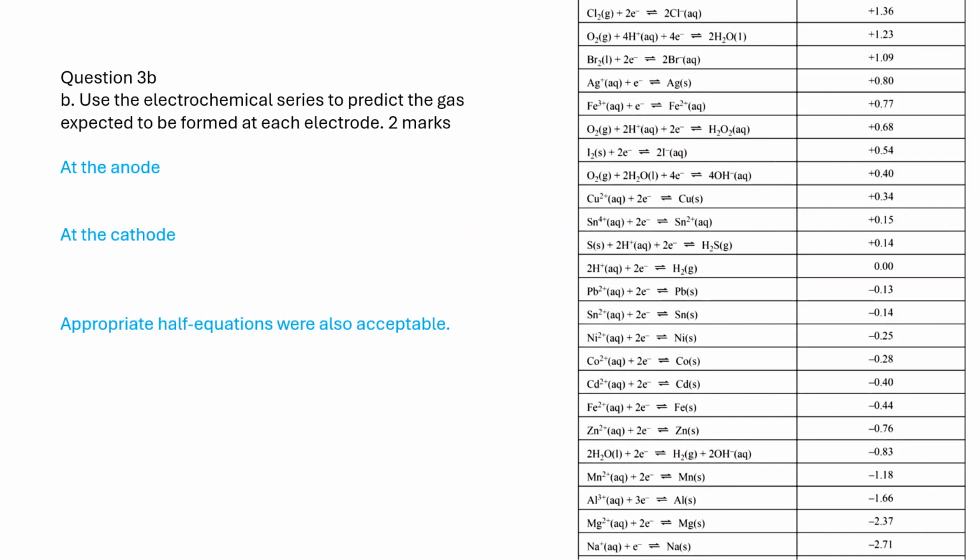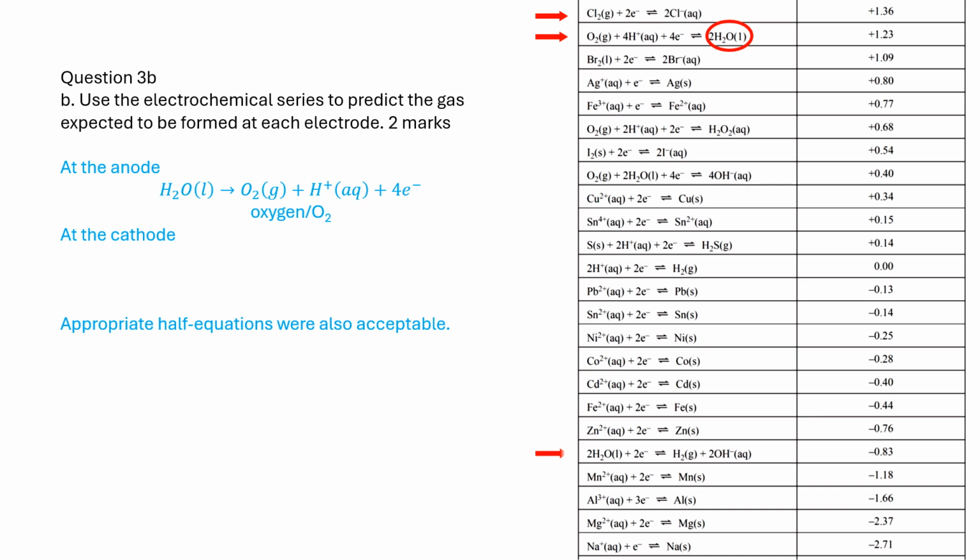Please refer to the electrochemical series. At the anode, oxidation occurs and reductants lose electrons. Water is a stronger reductant than chloride ions. So, water loses electrons and is oxidized to oxygen gas.